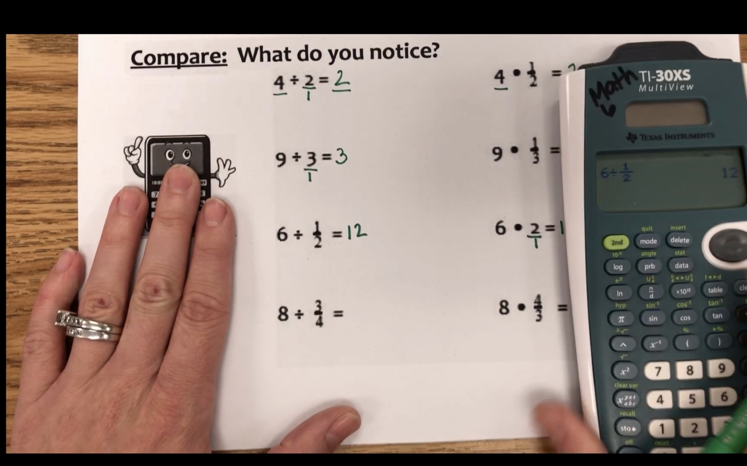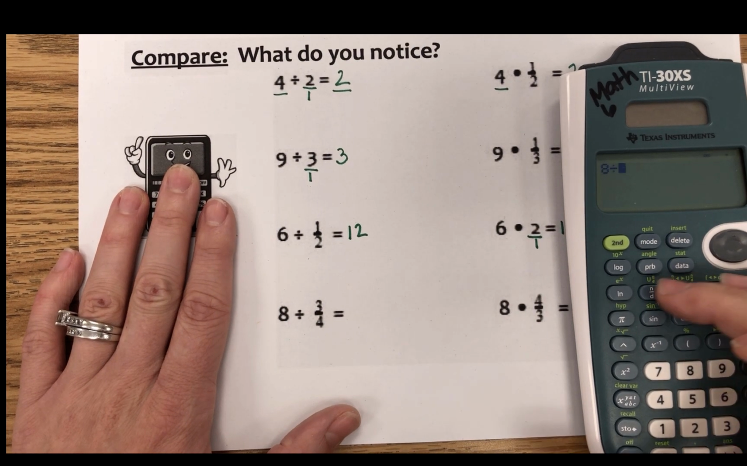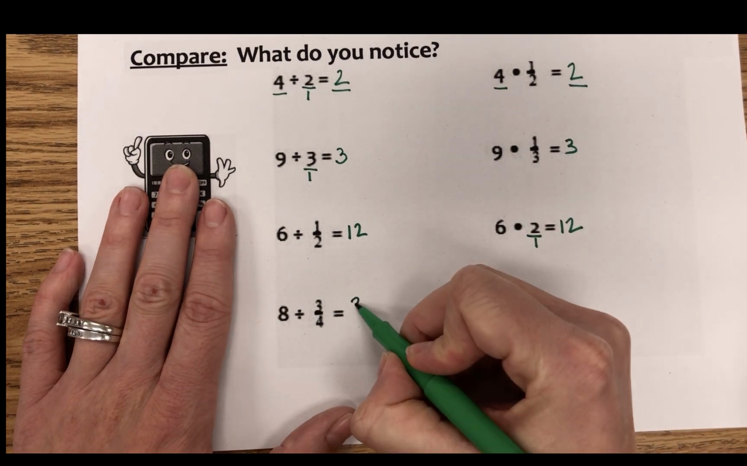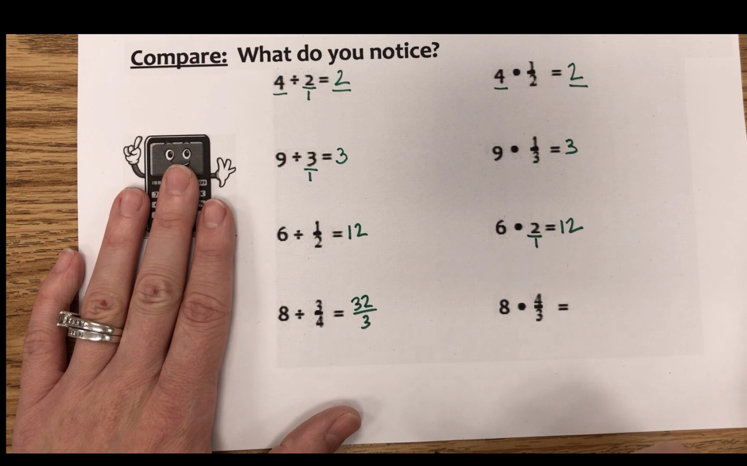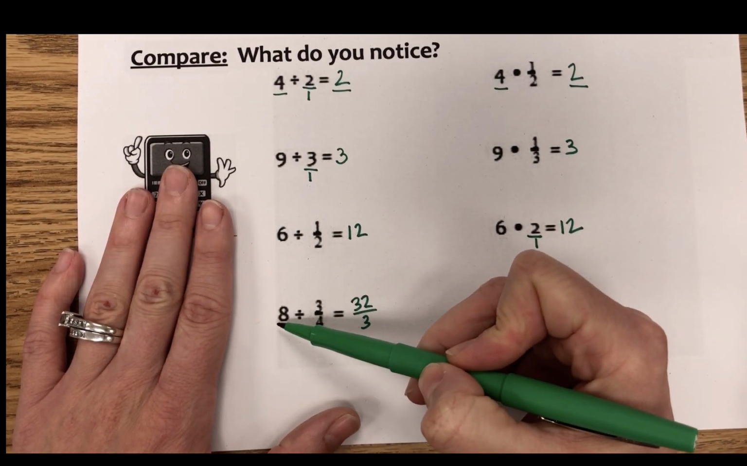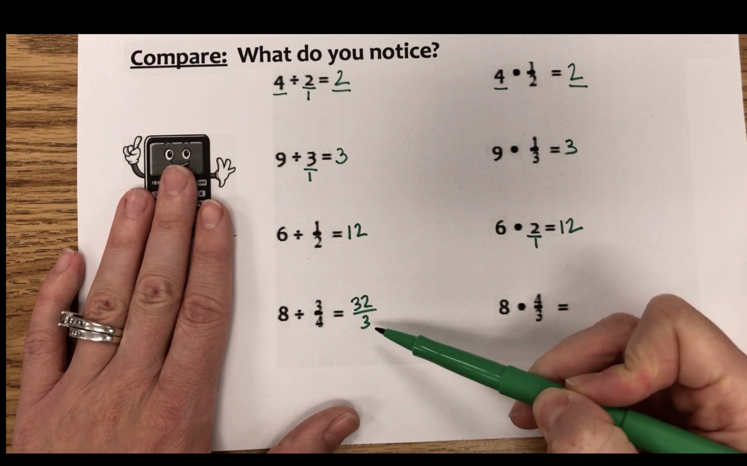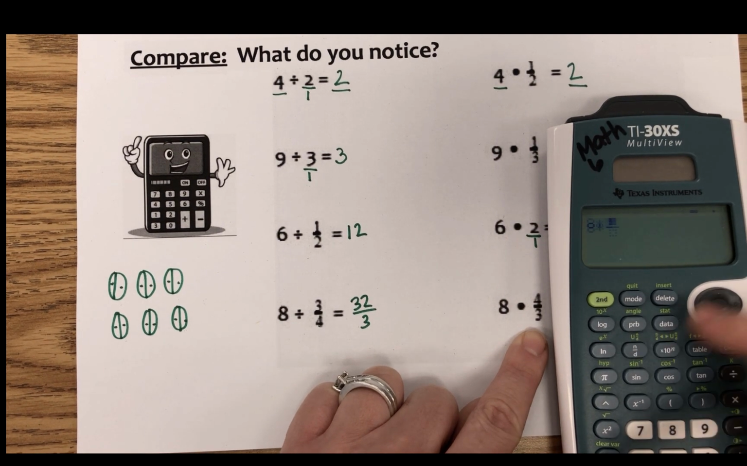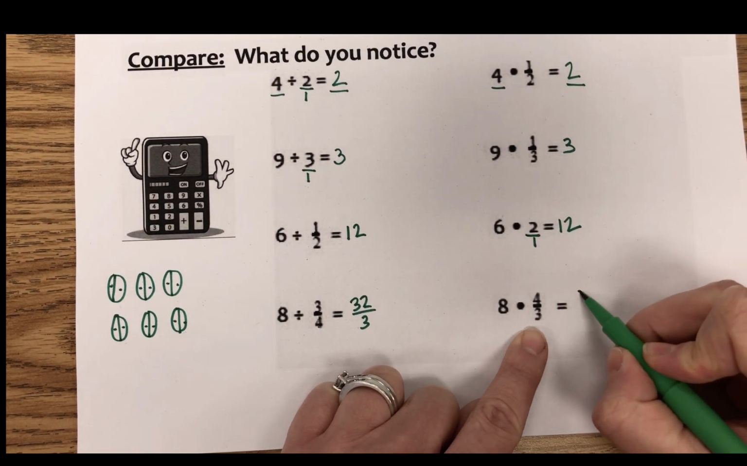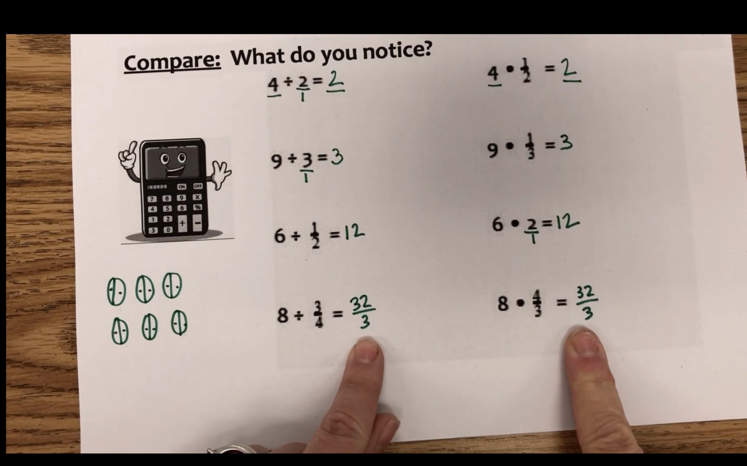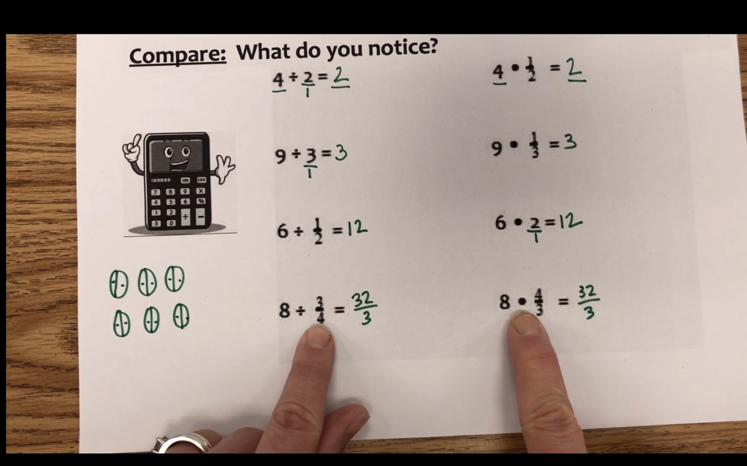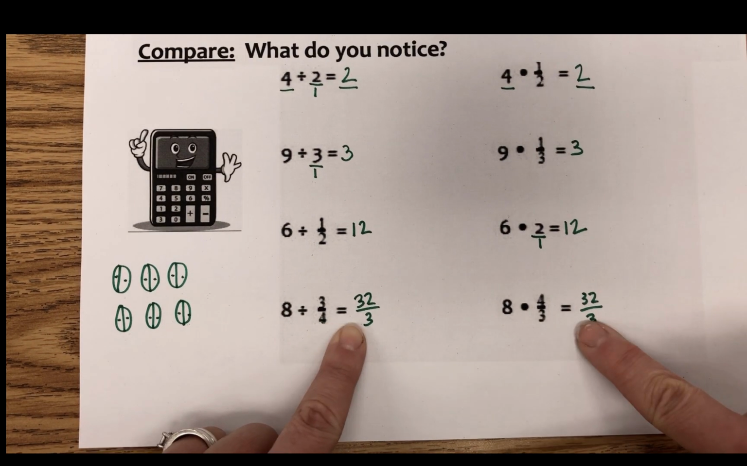8 divided by 3/4. So in my calculator, I'm going to go 8 divided by 3/4. 32 thirds. You may go, Miss Kluver, how many 3/4 go into 8? It's okay for this to be a larger value. And look at this one right here. 8 times 4/3. Let's try that one. 8 times 4/3, 32 thirds. The exact same answers. The exact same first number. And look, division changed to multiplication. It's like the second number is flipped. But we're getting the same answer.